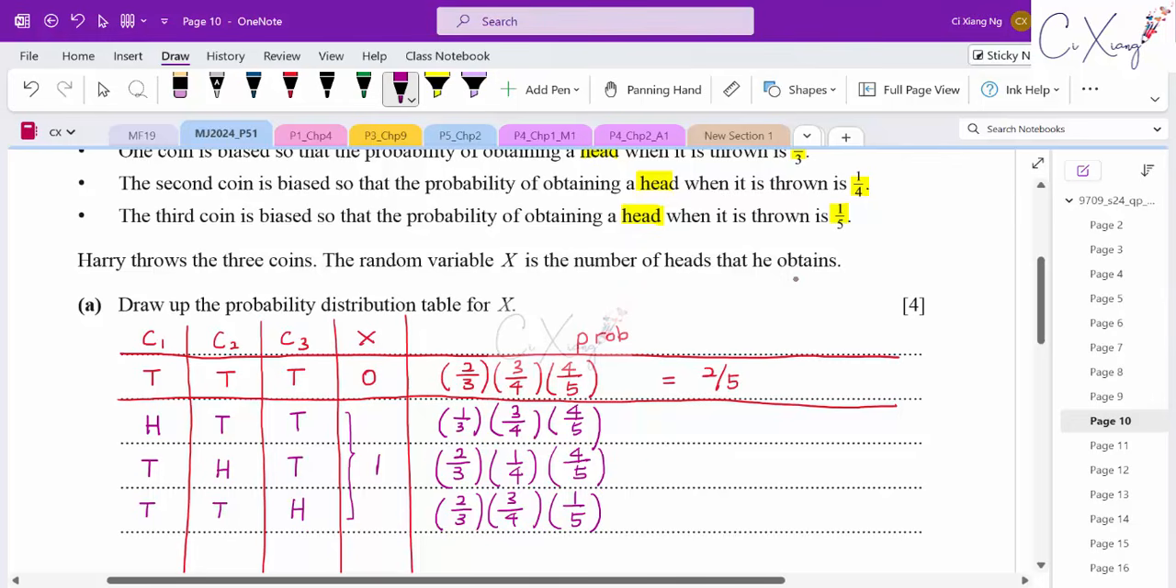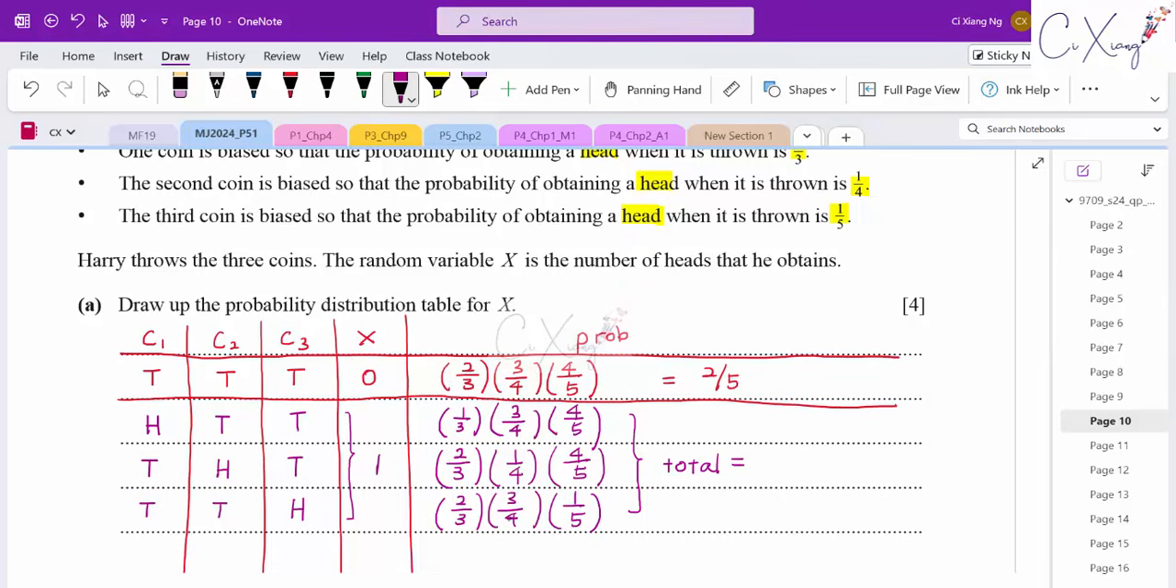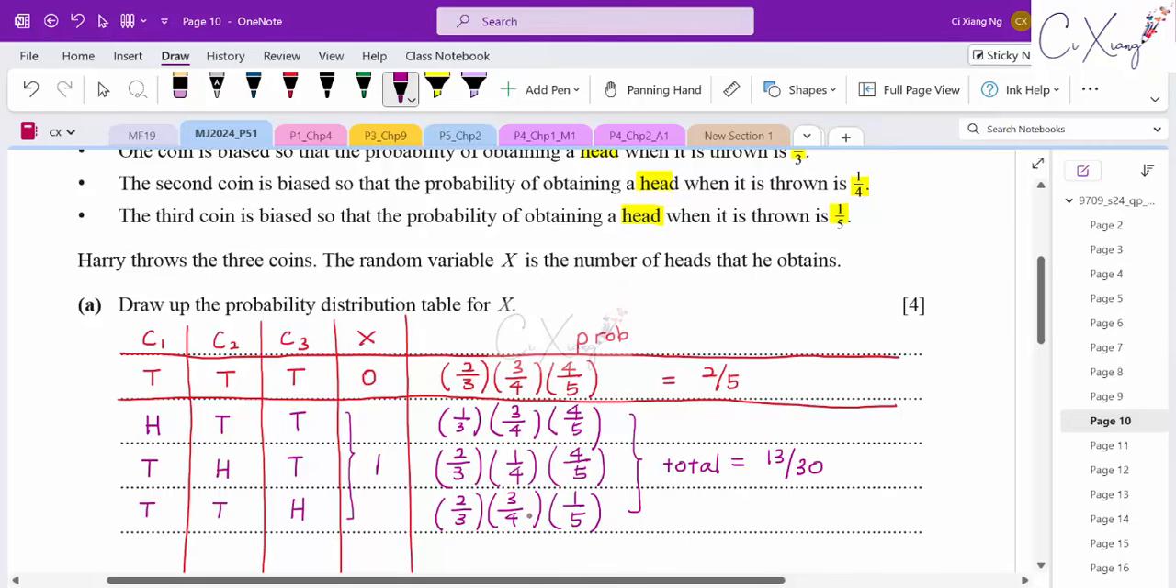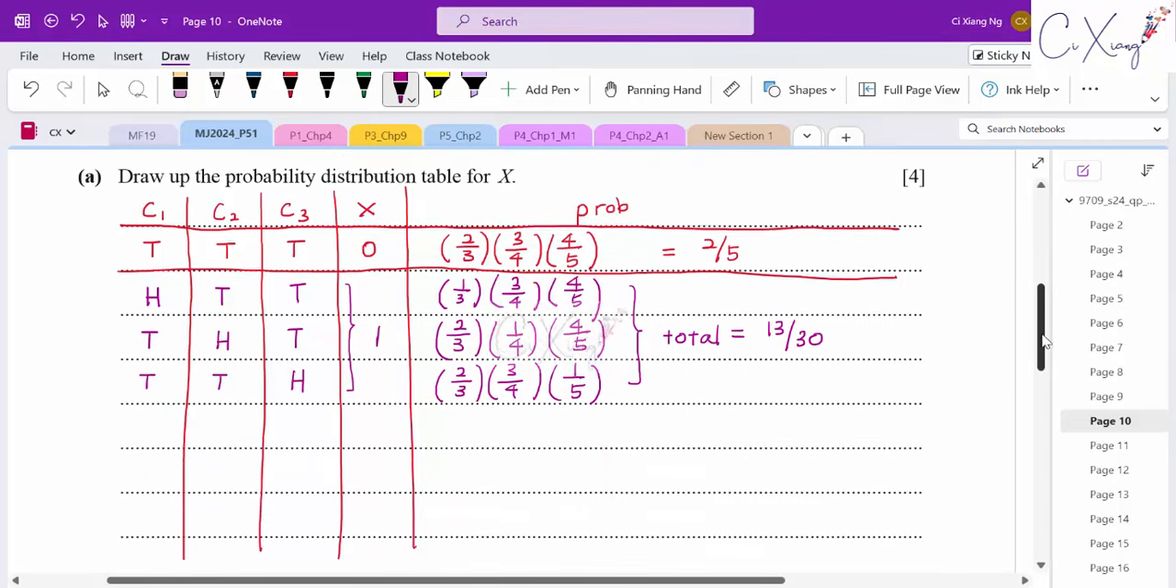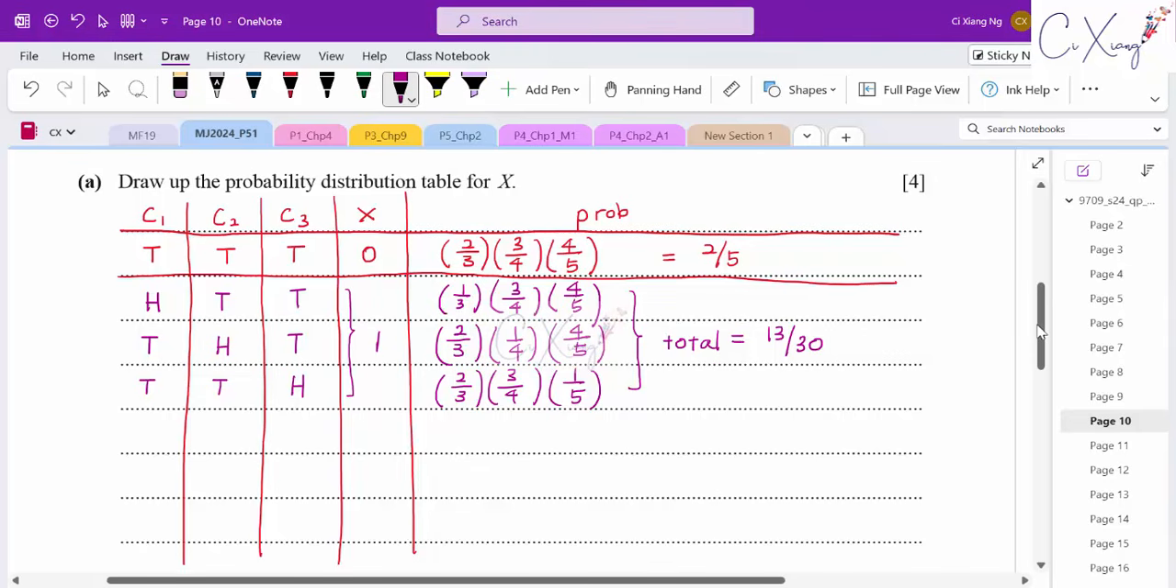Try to calculate all the probabilities here, and figure out the total for these cases. Calculate the probability for the first case, the second case, and the third case, and then add the 3 of them together. If you add them together without any careless mistake, the answer that you should have is 13 over 30. All these are the probability of x equals 1.